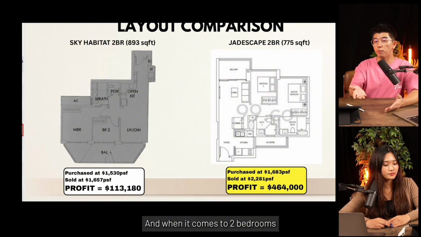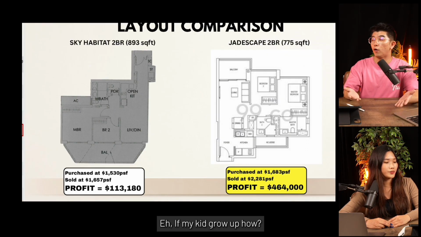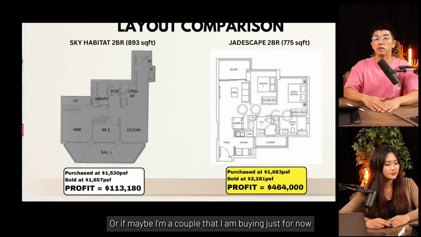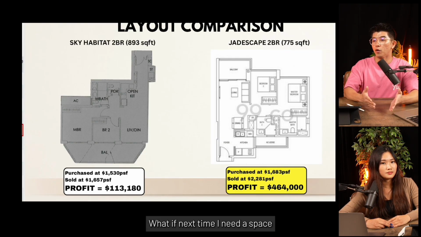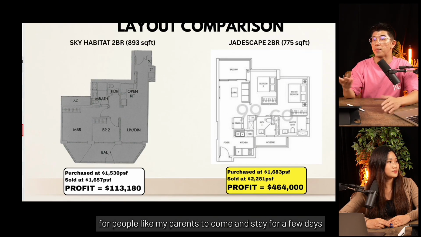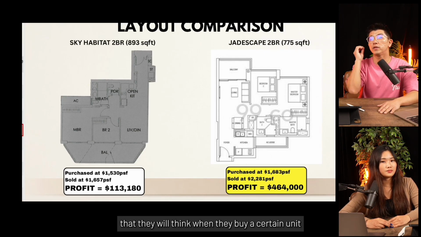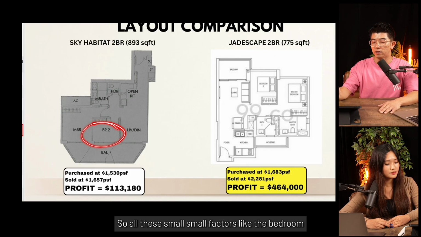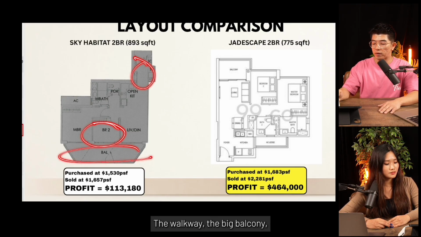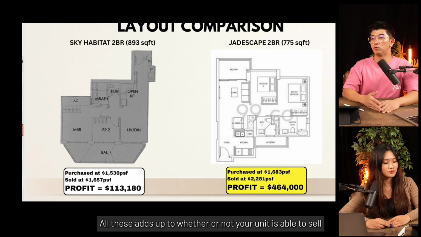And when it comes to 2 bedrooms, people that go in might even consider, if my kid grows up, how? I need a bigger space, how? Or maybe I'm a couple buying just for now, what if next time I need a space for people like my parents to come and stay for a few days? All these are in the buyer's thoughts when they buy a certain unit. So all these small factors like the bedroom, the walkway, the big balcony, all this adds up to whether or not your unit is able to sell.